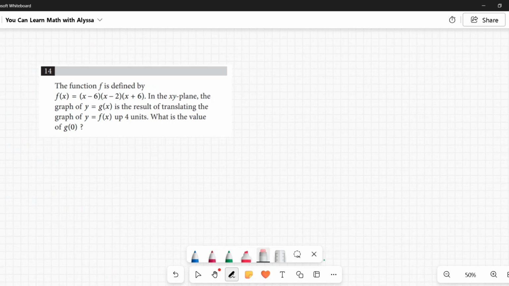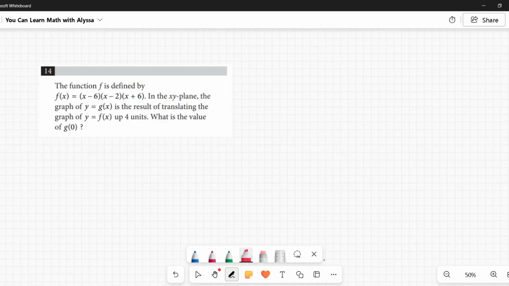Number 14. The function f is defined by f of x equals (x minus 6) times (x minus 2) times (x plus 6). In the xy-plane, the graph of y equals g of x is the result of translating the graph of y equals f of x up 4 units. What is the value of g of 0?